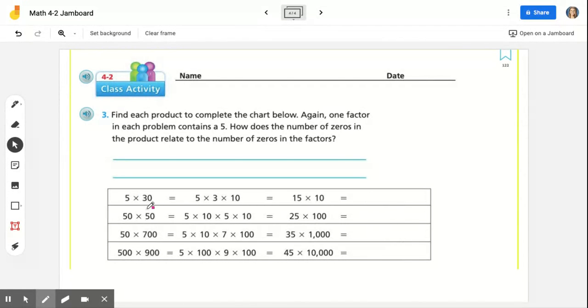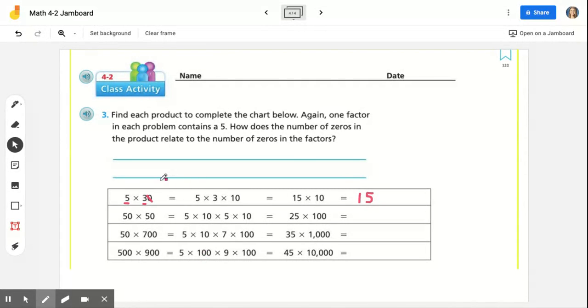So let me do the first one with you. We have 5 times 30. Please underline the 5 and the 3 in this multiplication sentence. And let's ignore this 1 zero that is within the problem. So then skipping over here, we have 5 times 3, and our book even tells us 5 times 3 is equal to 15. So mark 15 in your answer.